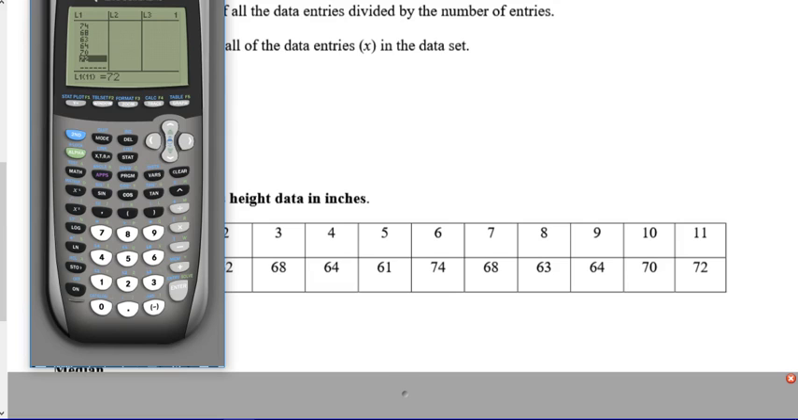Now to find the mean, I'm going to run stat. And I'm looking for the mean. So I'm going to do calc, and I'm going to do enter. I'm going to hit enter 3 more times, and there's my average right there. My average is 66.4545, so I'm going to round that to 66.5.